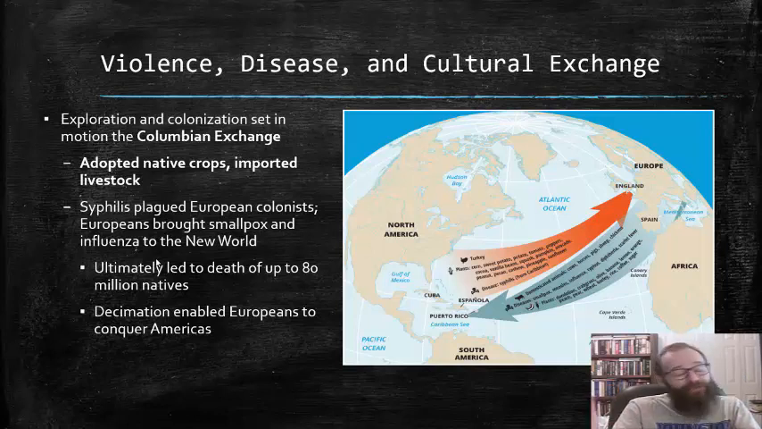Estimates vary anywhere from 70 to as much as 90% of the population of the Americas prior to European contact died as a result of their exposure to these diseases. And this decimation enabled Europeans to conquer the Americas. It really cannot be overemphasized how important this aspect of it was. If it wasn't for the decimation of the Native Americans as a result of these diseases, it is highly unlikely the Europeans would have been as successful as they were in conquest and colonization of the Americas.